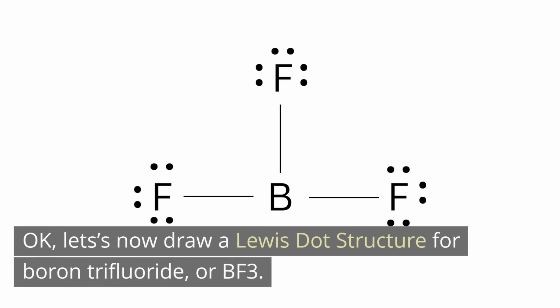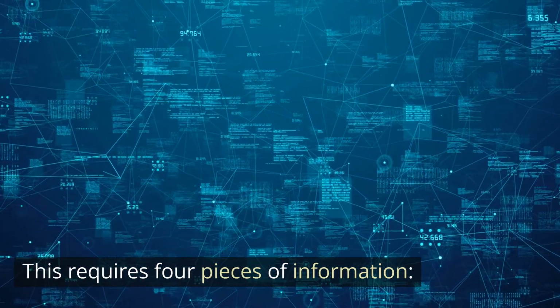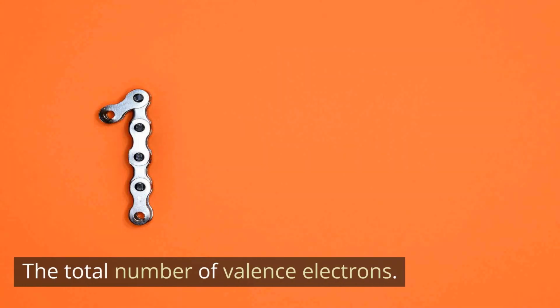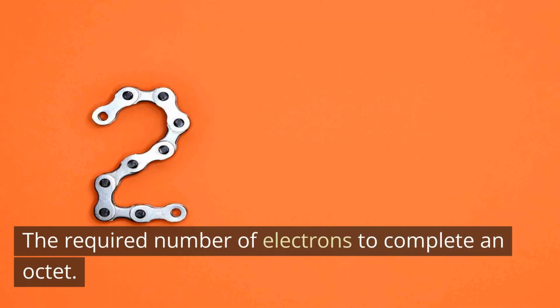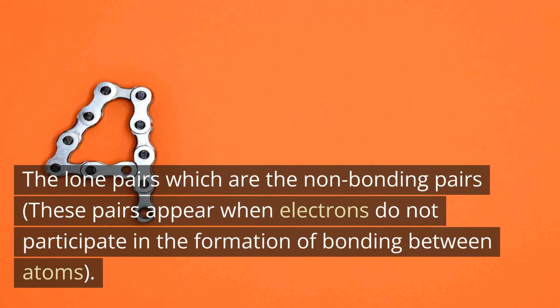Okay, let's now draw a Lewis dot structure for boron trifluoride, or BF3. This requires 4 pieces of information: the total number of valence electrons, the required number of electrons to complete an octet, the number of pairs of bonding electrons, and the lone pairs, which are the non-bonding pairs. These pairs appear when electrons do not participate in the formation of bonding between atoms.